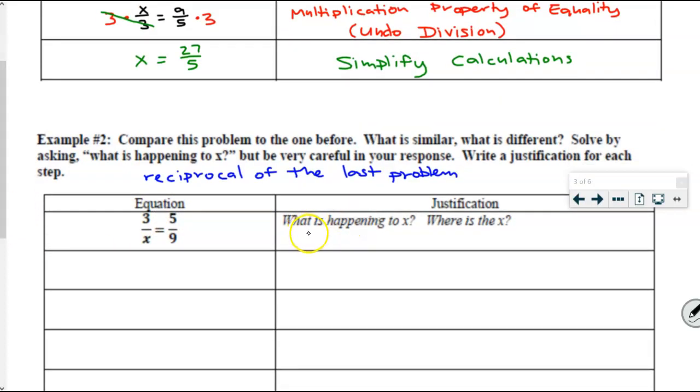So what is happening? Oh, sorry. We're going to do this first. This is our given. Now let's talk. Is dividing by 3 going to help? Talk with your groups. Is multiplying by 3 going to help? Talk with your groups. What are we going to do to start solving this?